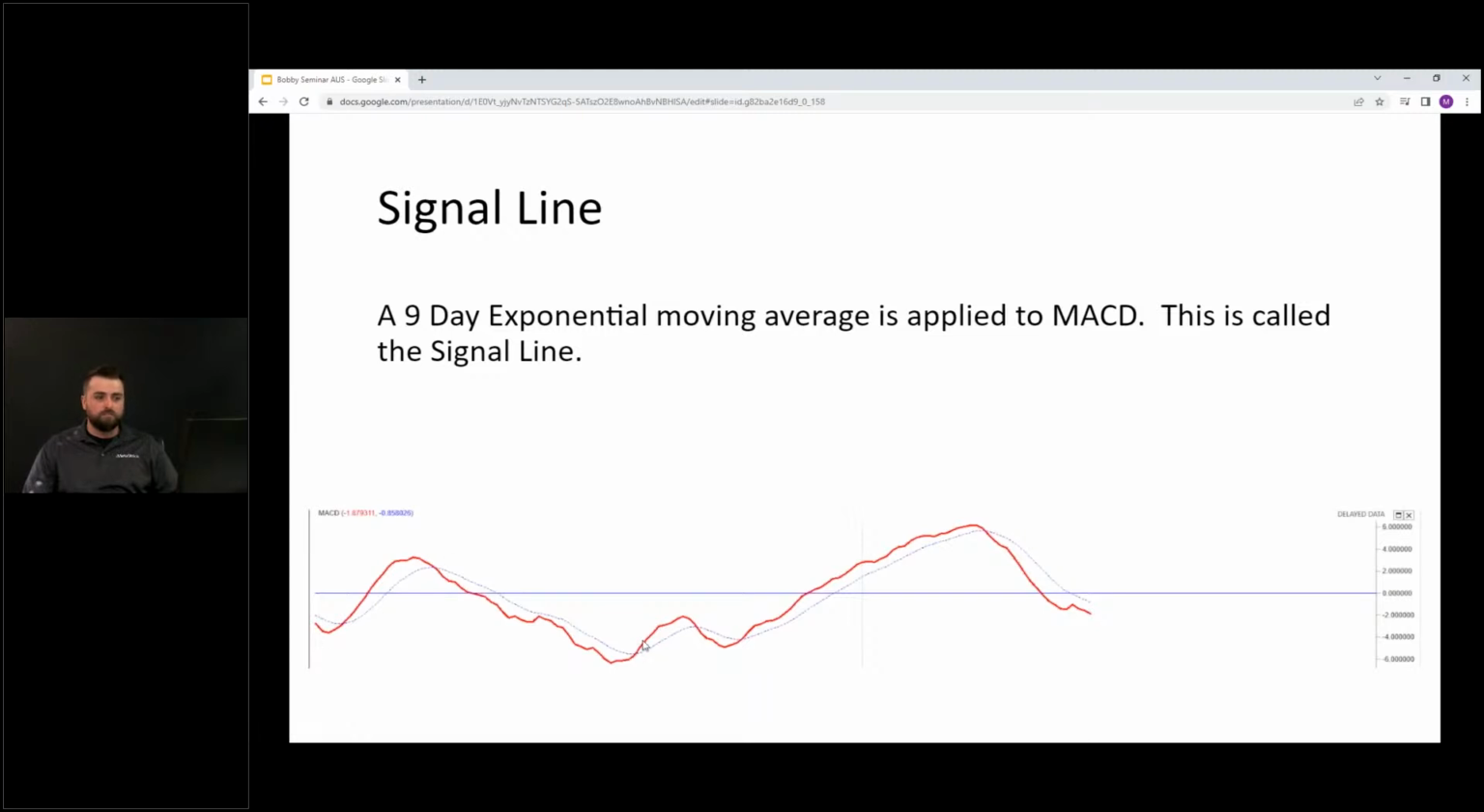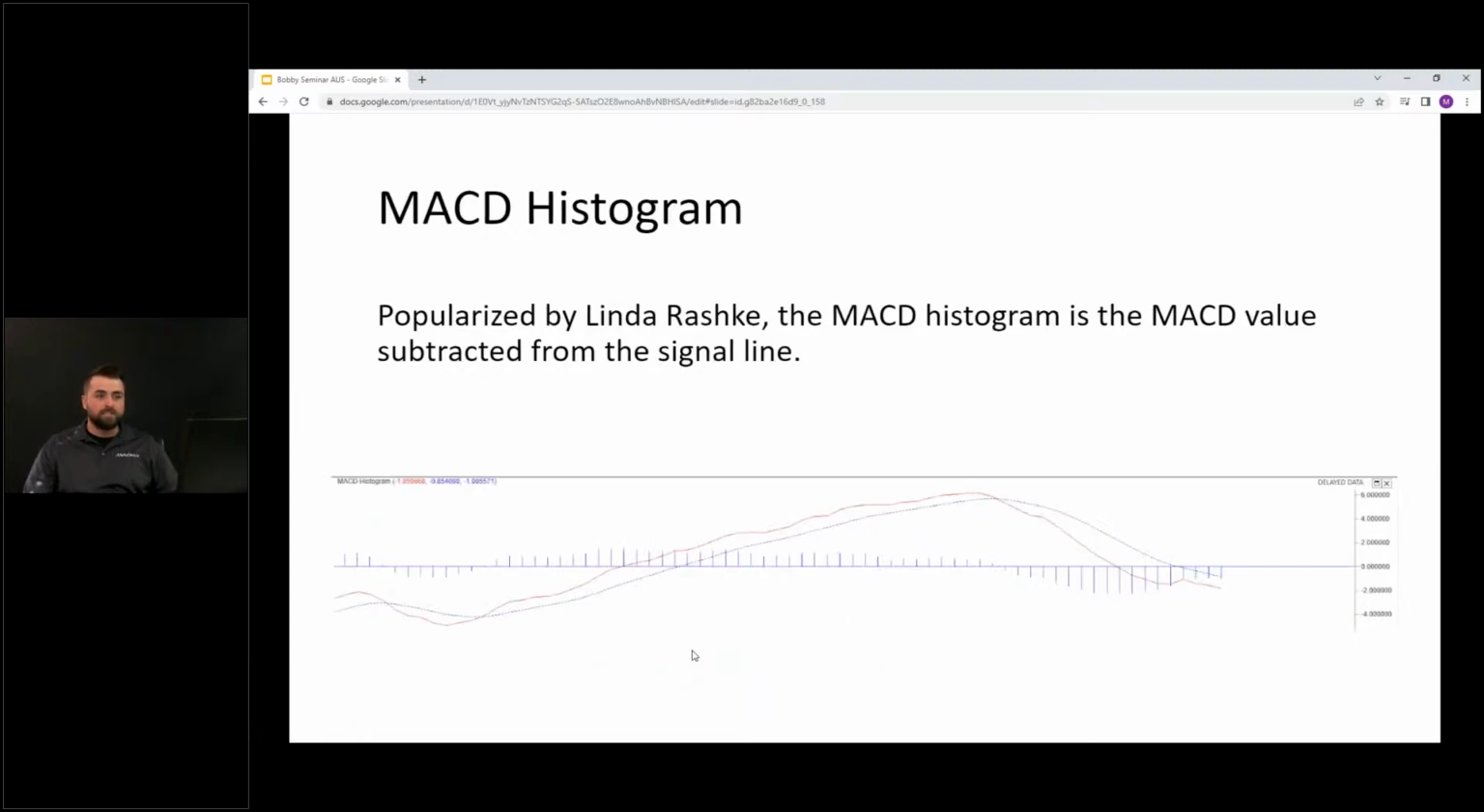And when it crosses below, that's a sell. I think I have these in my slides, so let's not get too ahead of myself here. And then the MACD histogram, so that's what I have shown up here, and that's this blue line here with the bars that go up and down. This was popularized by Linda Raschke, and the MACD histogram is the MACD value subtracted from the signal line.